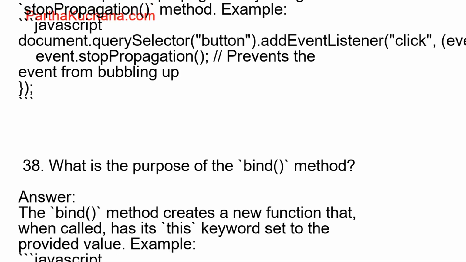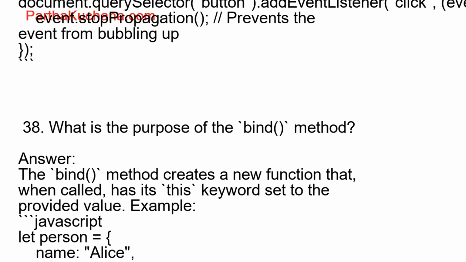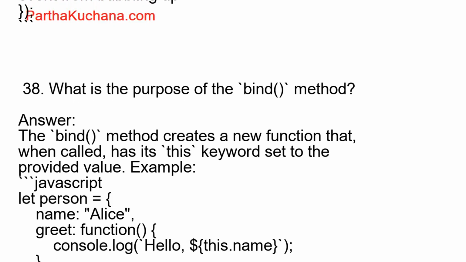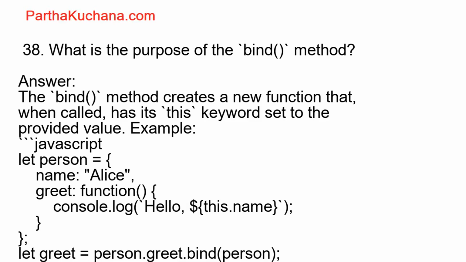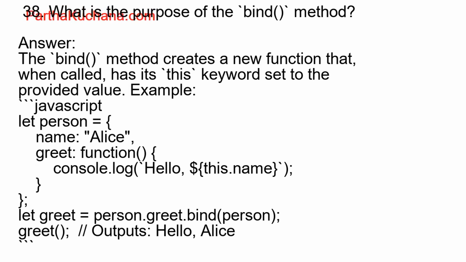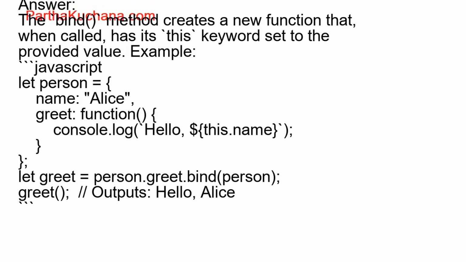39. What is NaN in JavaScript? Answer. NaN stands for not a number and is a value that represents an invalid number. Example. JavaScript. Let result equals 0/0. Console.log result // outputs. NaN.